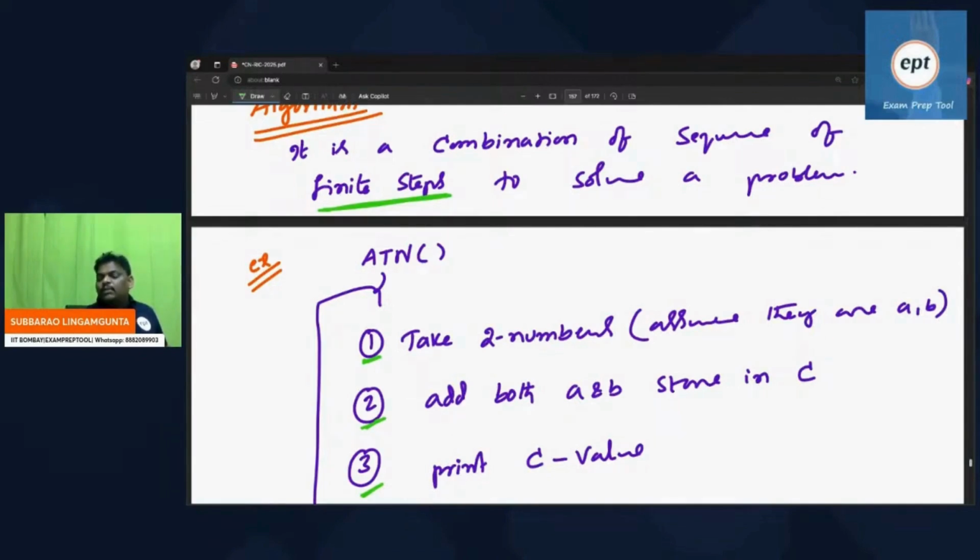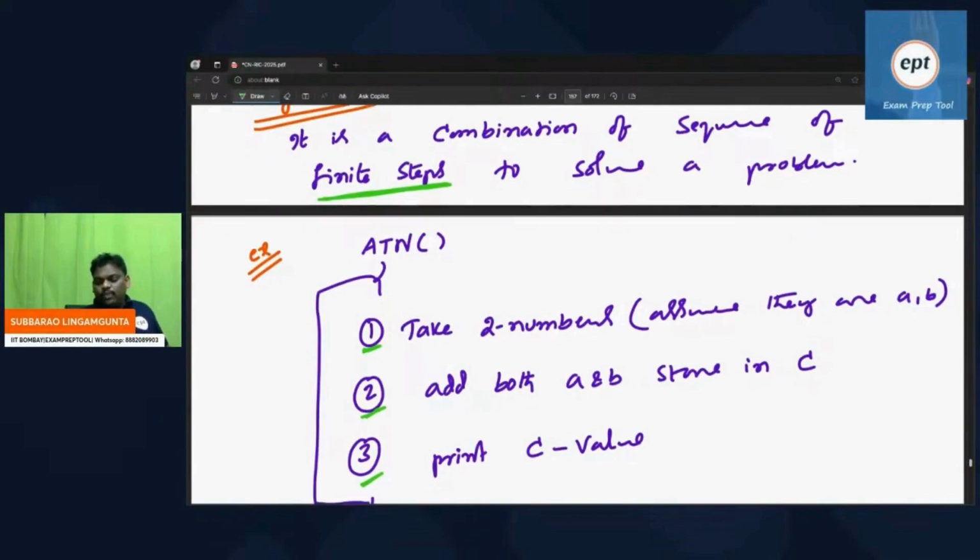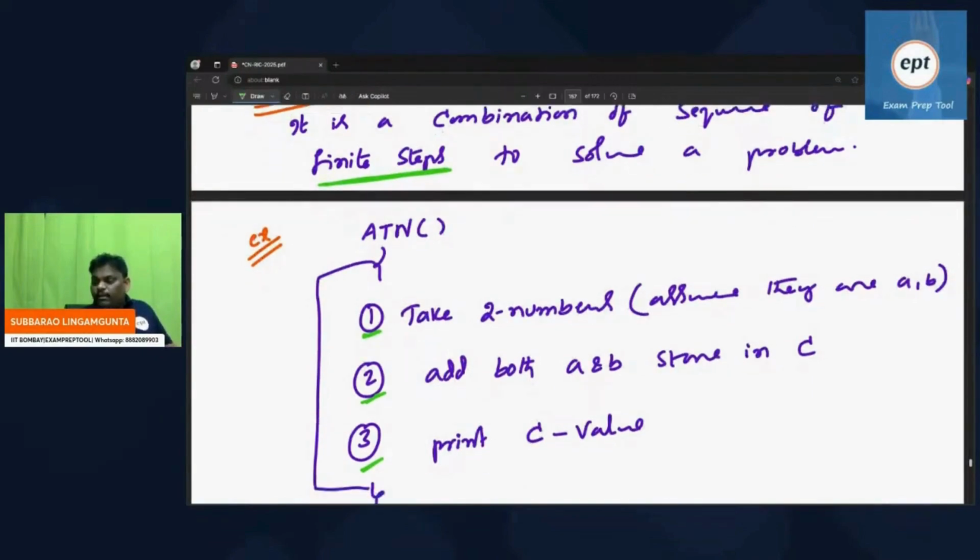Every work is nothing but one step. Work is nothing but some task. Taking two numbers is a task, so one step. Adding both of them and storing in C is also one task, so that is also one step. Next, printing a number. Is it also some work? Yes. Without printing, how can you see the result? So that is also one task, which is nothing but one step.